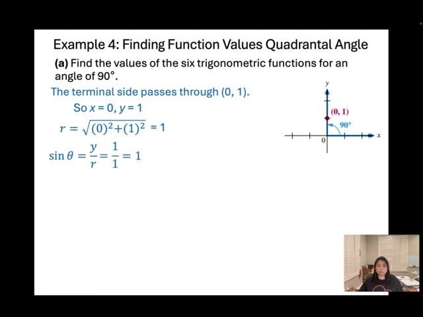Okay, cosine theta, that will be x over r. X will be equal to 0 and r will be equal to 1. So that will be equal to 0. Okay, tangent, y over x, so that will be 1 over 0. Remember that when there is 0 in the denominator, that will be undefined.